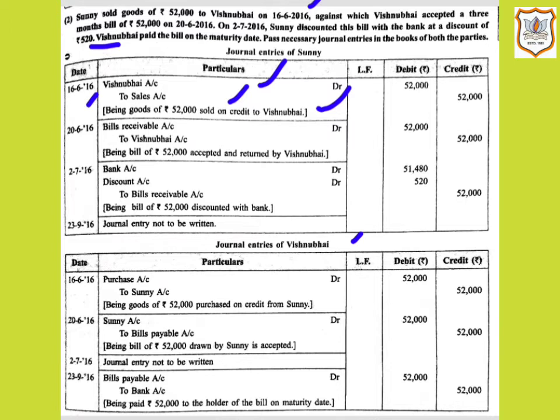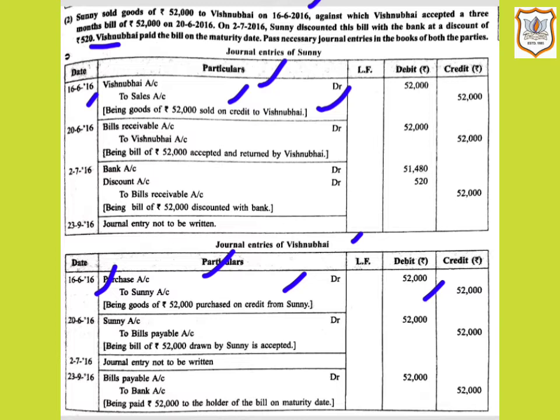On the same date, in the books of Vishnu Bhai, here first we will write date 16 June 2016. Here Vishnu Bhai is the purchaser. So here we will pass the journal entry for credit purchase. So purchase account will be debited by rupees 52,000, and Sunny account will be credited as he is the giver of goods. So his account will be credited by 52,000. In narration, we will write being goods of rupees 52,000 purchased on credit from Sunny.